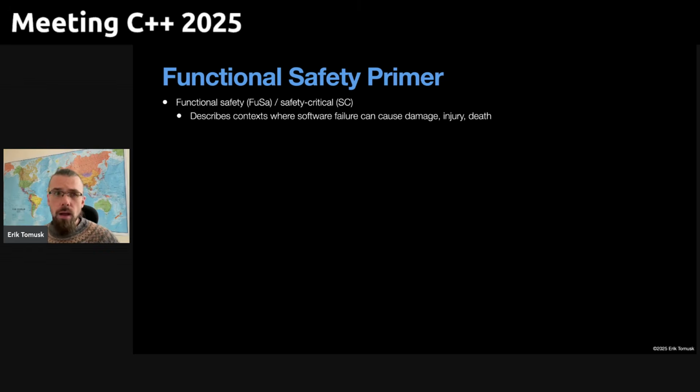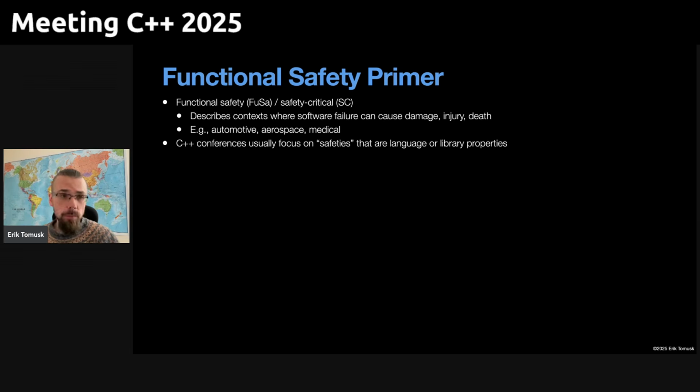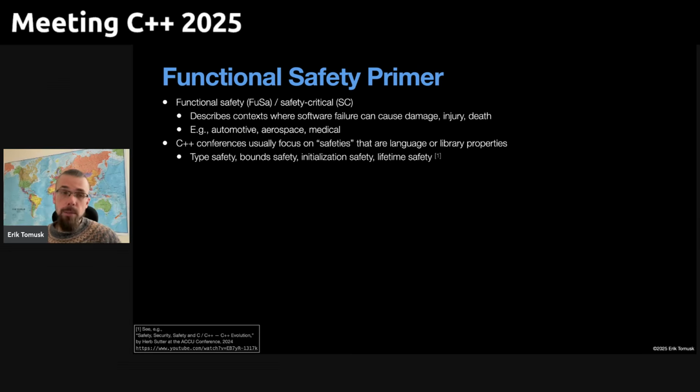Functional safety refers to contexts where software failure can cause damage, injury, and maybe even death. This includes things like automotive software, aerospace software, medical devices, and so on. At a C++ conference like this one, when we talk about safety, we often talk about the properties of languages and libraries. So things like type safety, bounds safety, initialization safety, lifetime safety, and so on.